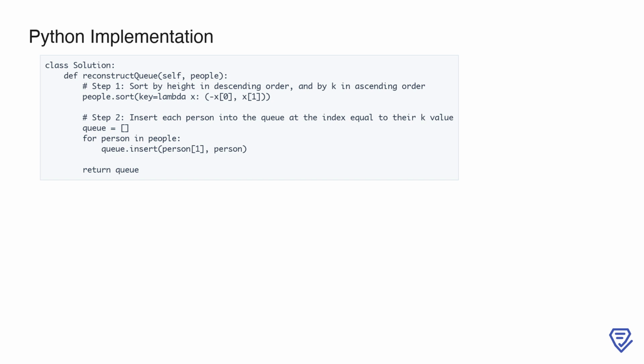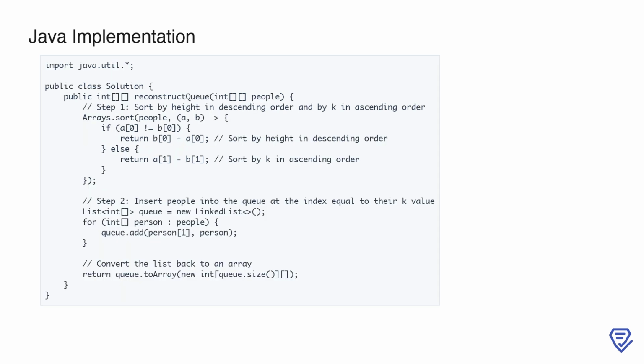This approach guarantees the correct order while maintaining an efficient runtime of O(n squared), where n is the number of people, due to the insert operation in a list. This implementation is concise, handles edge cases, like an empty list, and ensures the k condition is satisfied for all individuals in the queue. This is the Java implementation of LeetCode problem number 406, queue reconstruction by height.